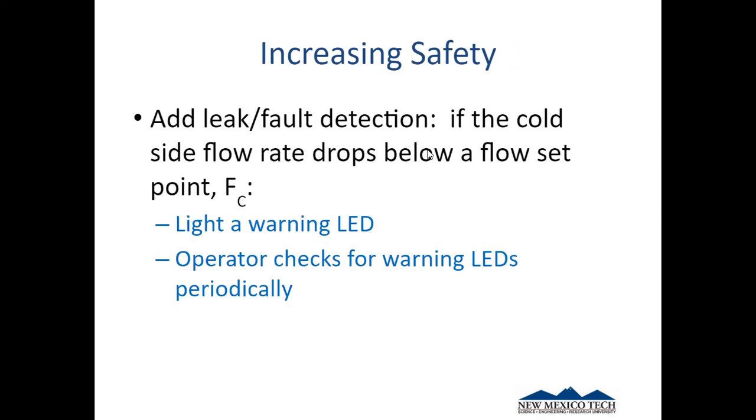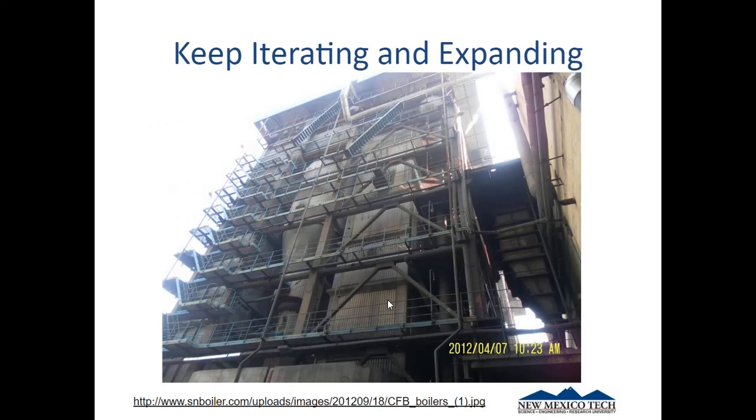Increasing safety. Another thing we could do is, I have up here leak or fault detection. Maybe we put a flow meter on each side of the cold water flow. And if the flow rates don't match, we can say, hey, there's probably a leak somewhere. We don't know exactly where, but maybe there is. And so then we send an operator, or maybe that looks like a boring job, so we probably give it to an intern. And we have the intern walk around, looking for warning lights, and see if this is a problem. And we just keep iterating.